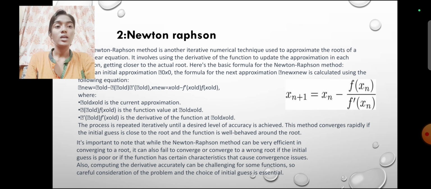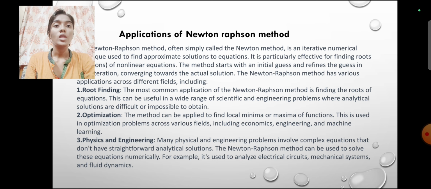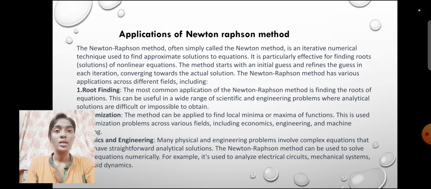x n plus 1 equals x n minus f of x n divided by f dash of x n. Applications of the Newton-Raphson method. The Newton-Raphson method, often simply called the Newton method, is an iterative numerical technique used to find approximate solutions to equations. It is particularly effective for finding root solutions of nonlinear equations. The method starts with an initial guess and refines the guess in each iteration, converging towards the actual solution.